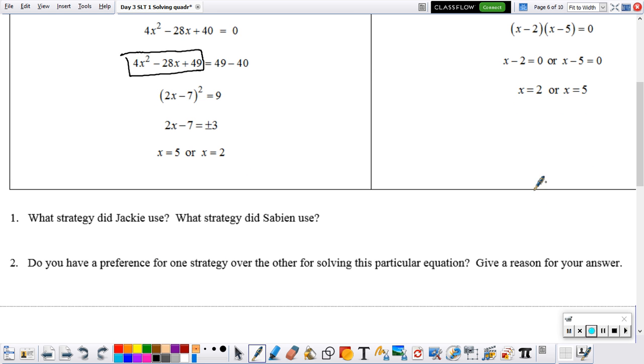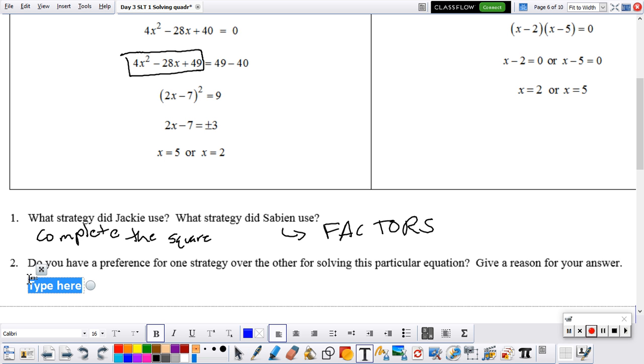So the question, what strategy did Jackie use? Jackie completed the square. Which strategy did Sabian use? He factors. Okay. Do we have a preference for one strategy over the other when solving this particular equation? Give a reason. Yes, we do, ladies and gentlemen, and here is our preference.